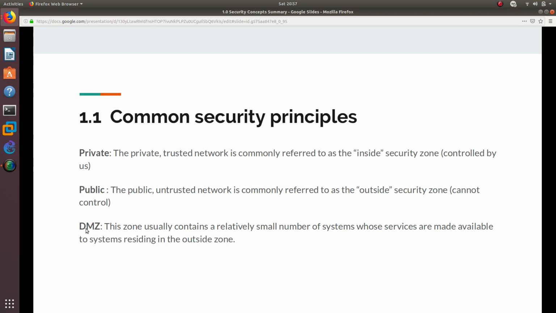Then we have the DMZ, and this zone contains a small number of systems whose services are made available to systems residing outside of that zone. So the DMZ is the zone that is available to the public network. We do not want anybody from the public to go into the private network. We only want the public to come into the DMZ. On the DMZ, you could have a DNS server, your HTTP website, or any storage that you want people from the outside to be able to access.